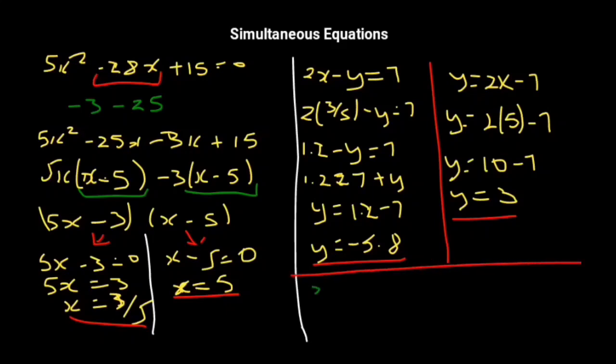So this is all just taking everything step by step. We're just going to summarize our answer below. So we have when x is equal to 3/5, y is equal to negative 5.8. And when x is equal to 5, y is equal to 3.